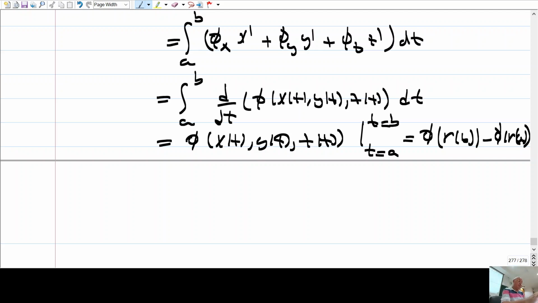So for a conservative field, the line integral can be computed as the difference of the potential function at the endpoints of the curve. It is not really a line integral; you just need to compute the function at the endpoints of the curve. All right, let's do one more example.